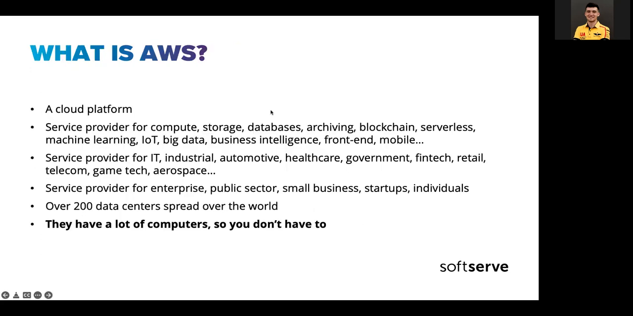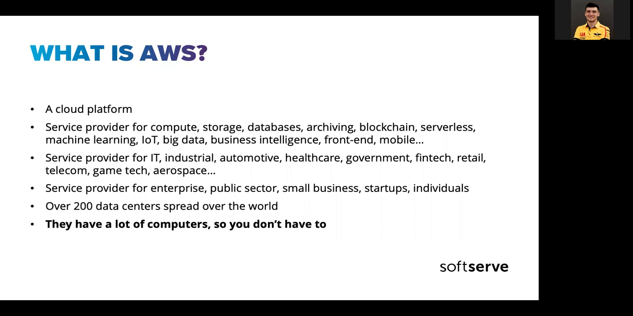What is AWS? Amazon Web Services is a cloud platform, which doesn't probably tell you much if you don't know what it is already. This is a service provider for compute or storage and databases, archiving, blockchain, serverless, and so on and so on. It is also, in parallel, a service provider for IT, for industry, for automotive, for healthcare, government, and so on. It's meant to be used by enterprise, public sector, small businesses, startups, and individuals.